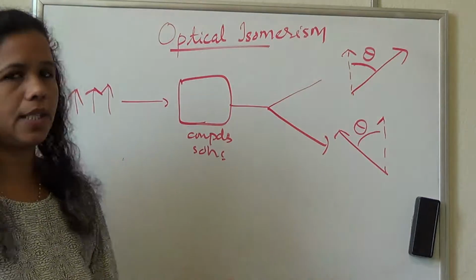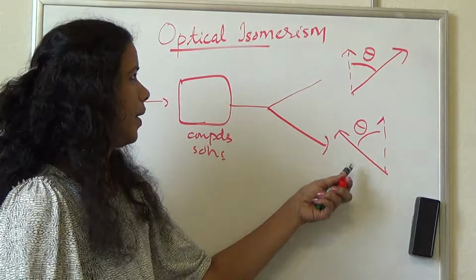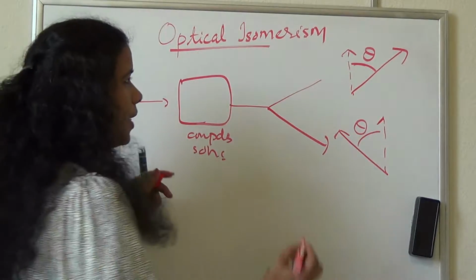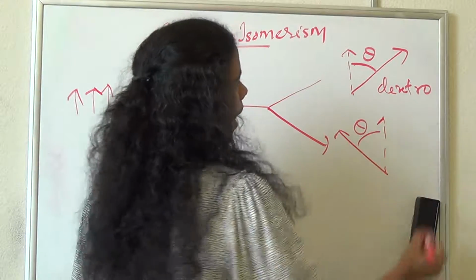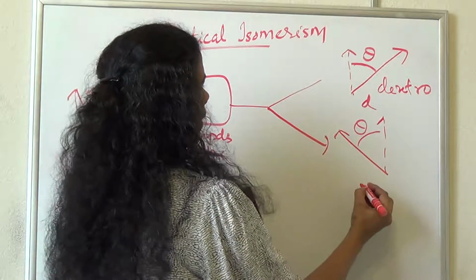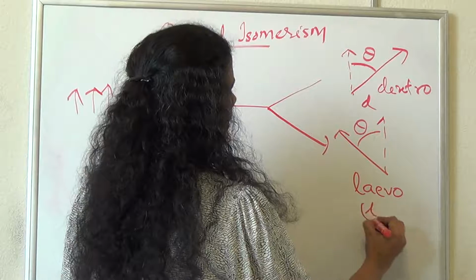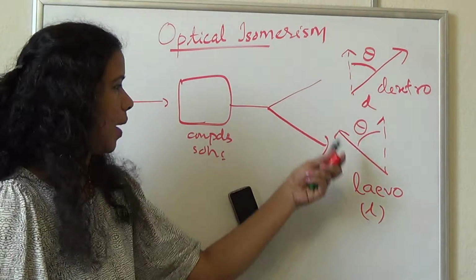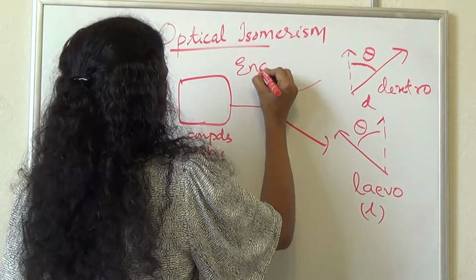So there is a change in the wavelength of light we passed. So this is called optical activity. If it is rotating towards right, they are called dextro isomers and represented by D. And if it is rotating towards left, it is called levo isomers represented by L. Then these two isomers are together called enantiomers.